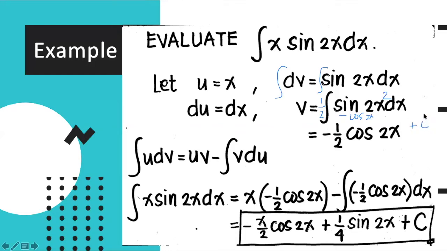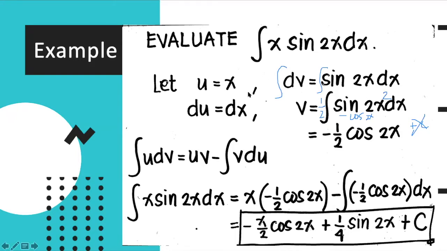Guys, you don't need to put plus c because this is not your final answer, right? Okay, so you need not put plus c here. It will be negative 1/2 cosine of 2x. Now that we have the value of v, u, and we have du and dv.